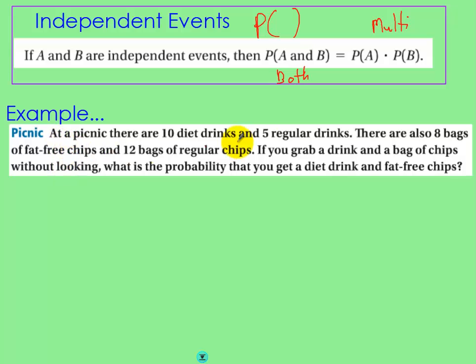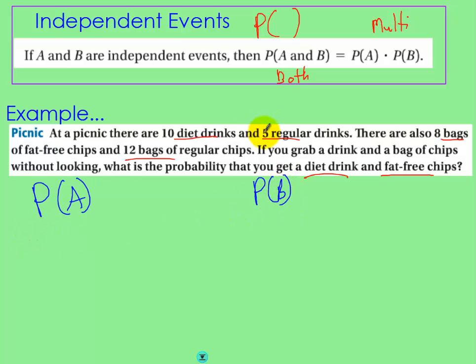So for this example, at a picnic, there are 10 diet drinks and 5 regular drinks. There are also 8 bags of fat-free chips and 12 bags of regular chips. If I grab a drink and a bag of chips without looking, what is the probability that you get a diet drink and a fat-free chip? So there's two events. So probability of event A, and then there's probability of event B.